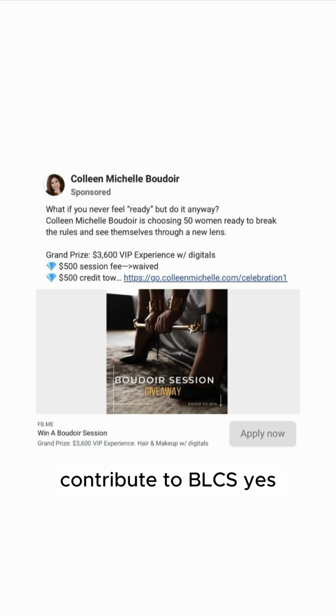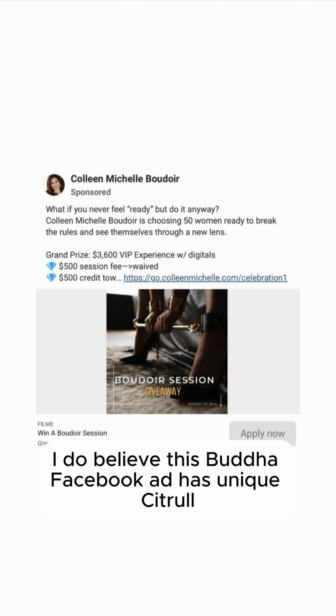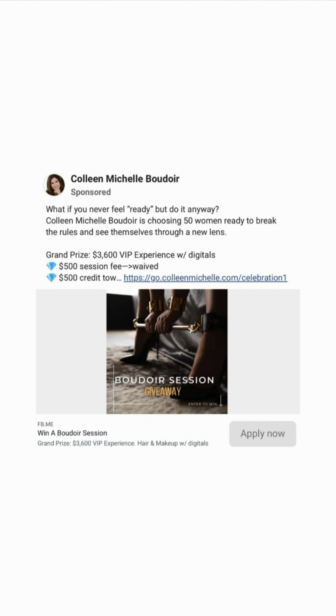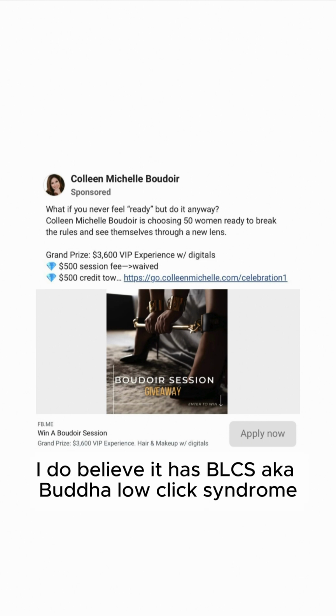So looking at these 3 things, contribute to BLCS? Yes, I do believe this Boudoir Facebook ad has a unique CTR under 6%. Therefore, yes, I do believe it has BLCS, aka Boudoir low click syndrome.